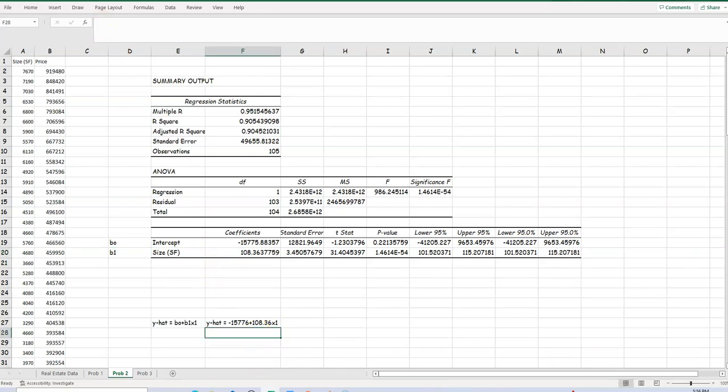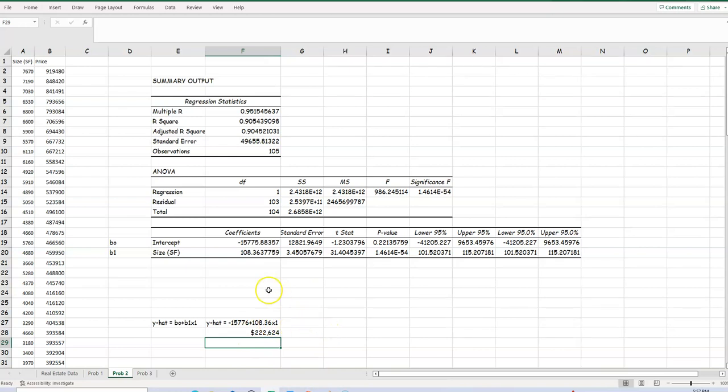Let me go through the mechanics again. I'm going to replicate this equation here with the numerical values from here, and then I'll enter the 2,200. So it's equal to the intercept plus the coefficient times 2,200. And that's $222,624, the estimate based on the regression equation.